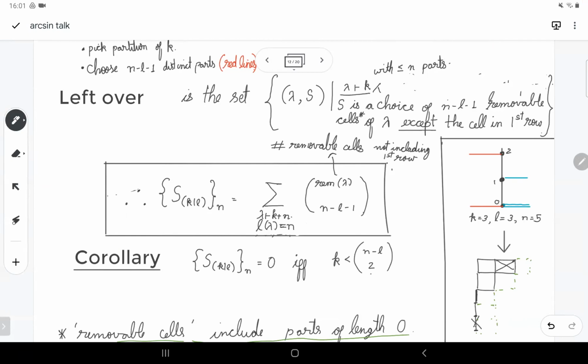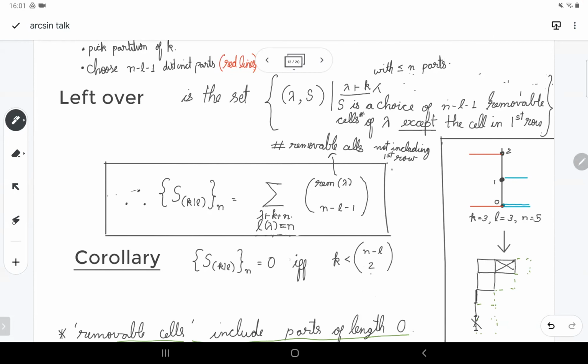Okay, that's what you have written. And it's a sum of this expression where rem of lambda is the number of removable cells of the partition lambda which do not lie in the first row, and choose n minus L minus 1. Okay, very good. Yes, I agree. Thank you. Right.